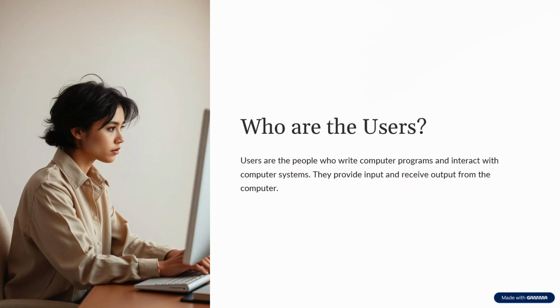Then one more term is users. So, who are the users? Users are the people who write computer programs and interact with the computer system. They provide input and also receive output from the computer system. These persons, we can call users.